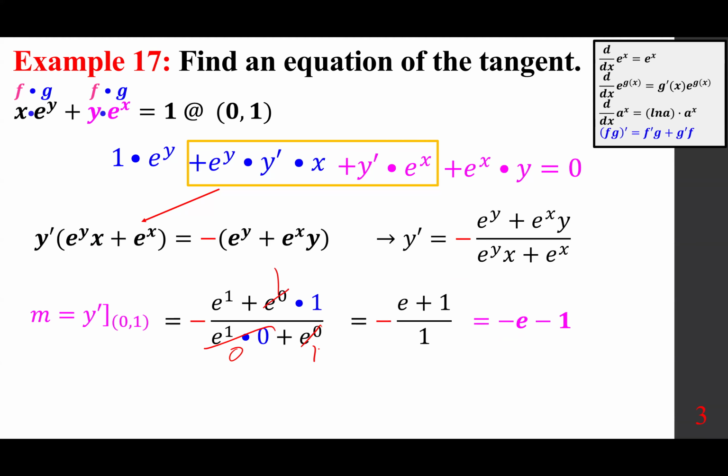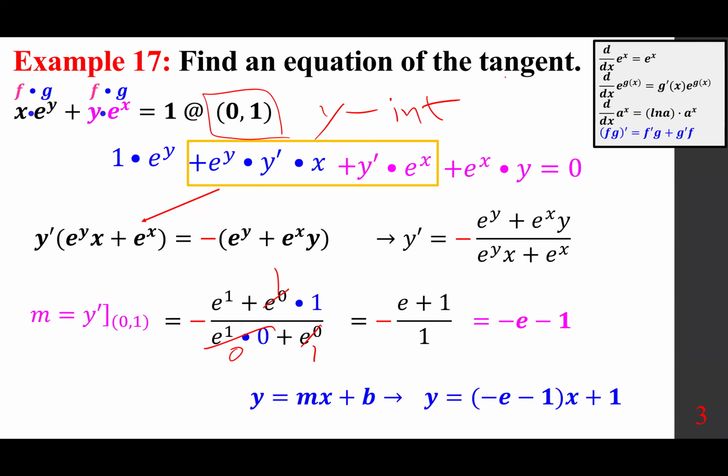So y equals mx plus b, because this is a y-intercept. This means b is given as 1, and y is parentheses minus e minus 1 times x plus 1, and that's an exact way of writing it, and we are done.